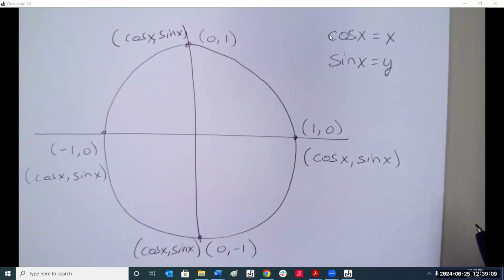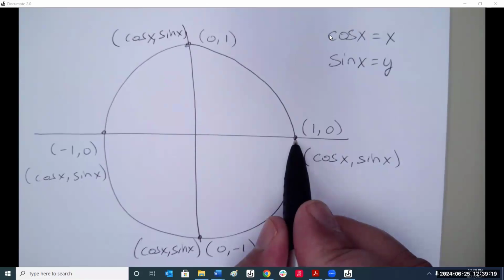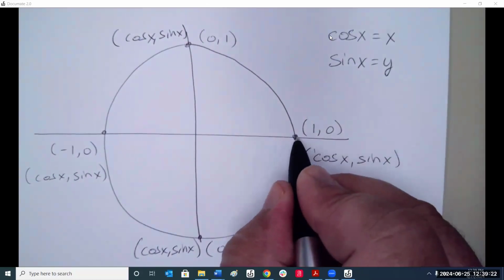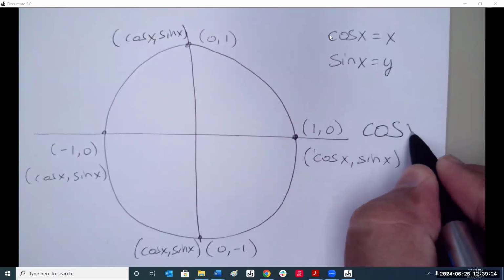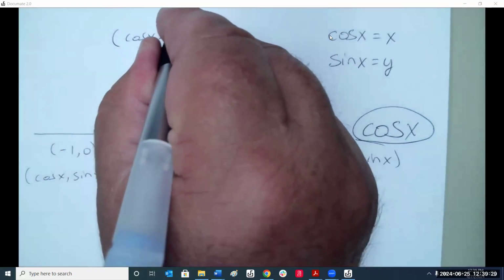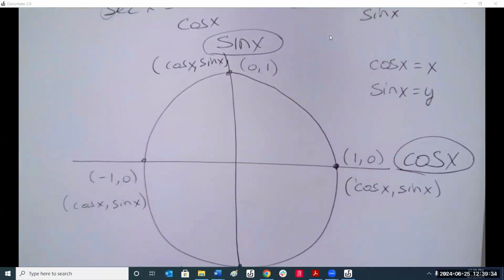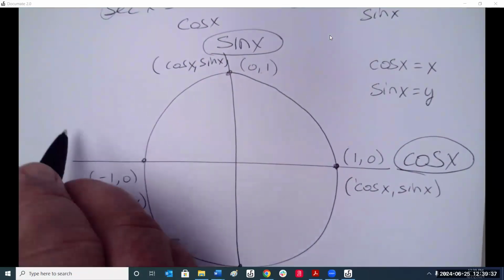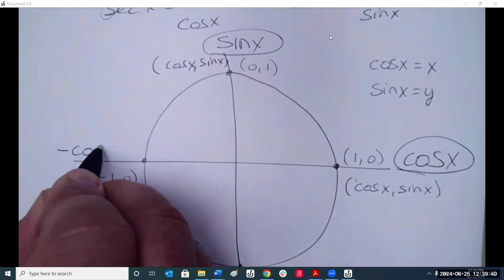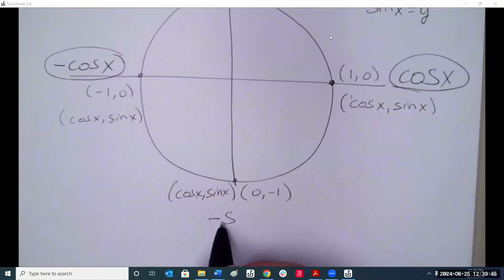We don't care about the parts that are zero because they don't contribute much to anything. So on this one, at this point, it's cosine. At this point, because that's one, it's sine. At this point, it's negative cosine. And down here, it's negative sine.